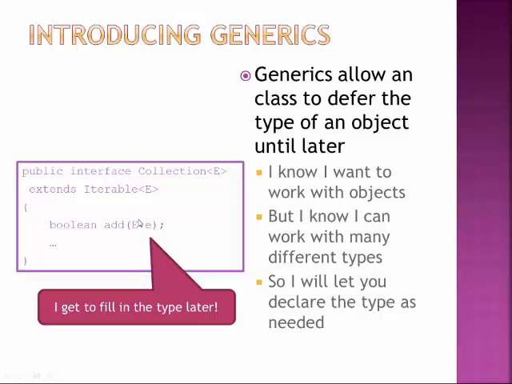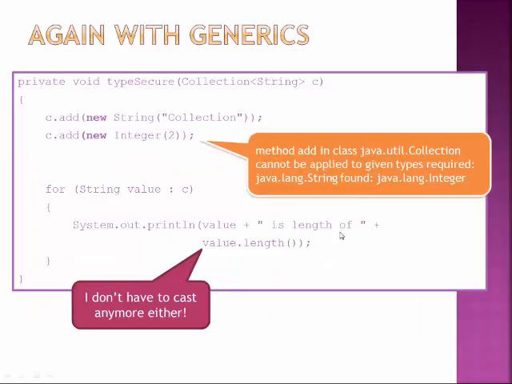And if I attempt to add something else, forget about not working. It won't even compile. It will tell you at compile time that you can't add that thing inside of there. So when I create a collection of type String, the generic lets me say this collection only contains strings. I can add in a new string. I cannot add in an integer. It gives me a compiler error now: Integer cannot be applied to the given type, String found. You're trying to give it an integer.